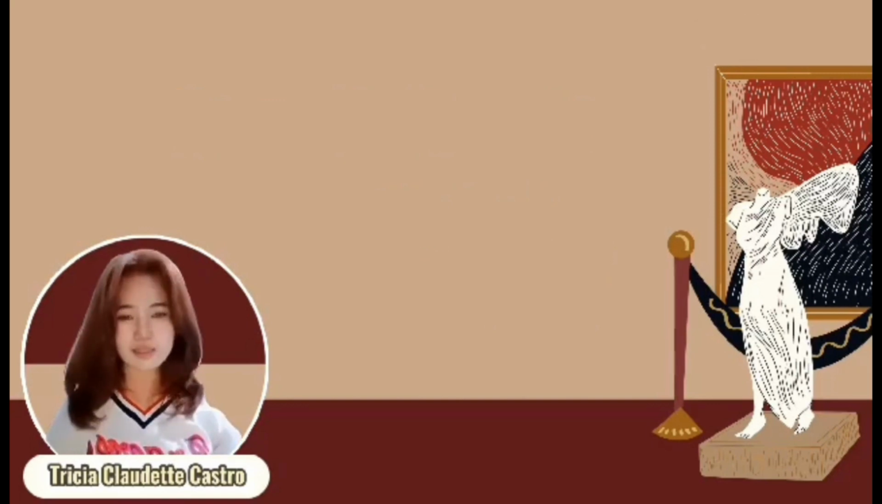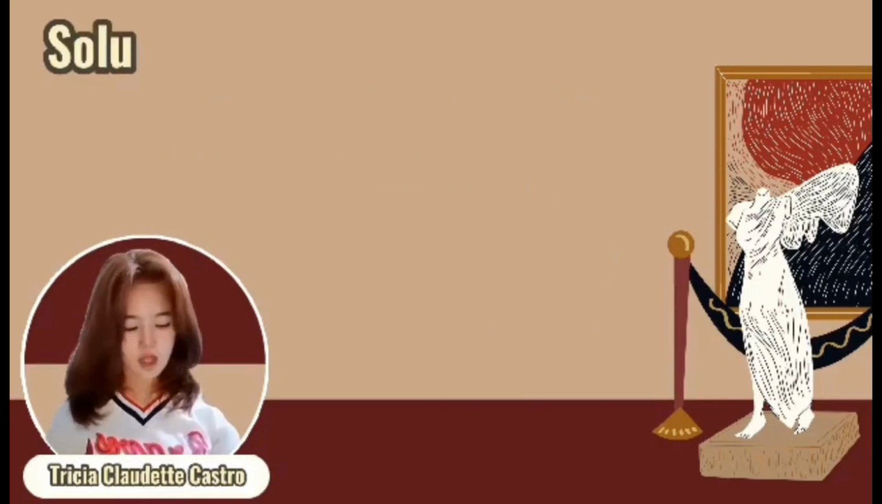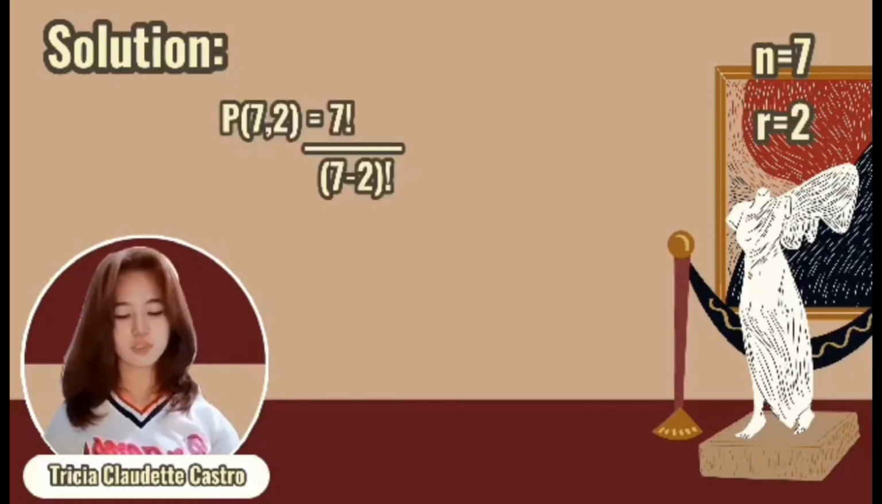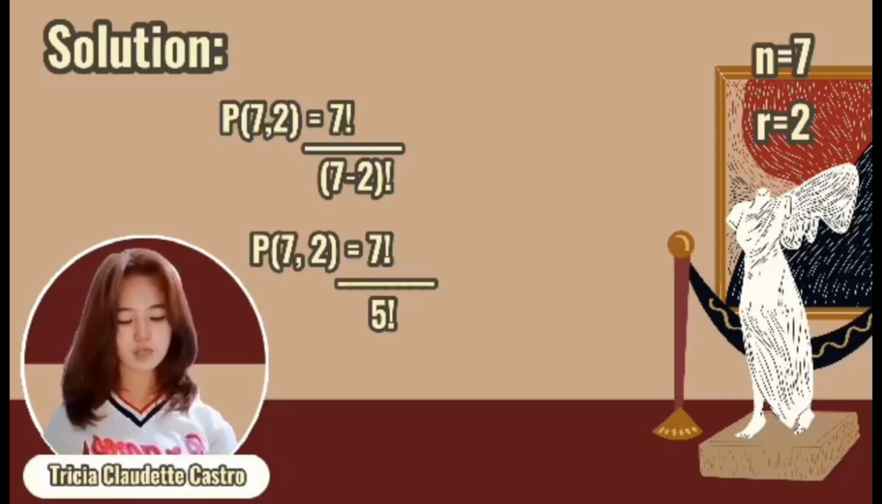What is n and what is r? n is equal to 7 and r is equal to 2. So P(7, 2) equals 7 factorial over (7 minus 2) factorial, then subtract 7 and 2. 7 minus 2 is equal to 5. So we have P(7, 2) equal to 7 factorial over 5 factorial.